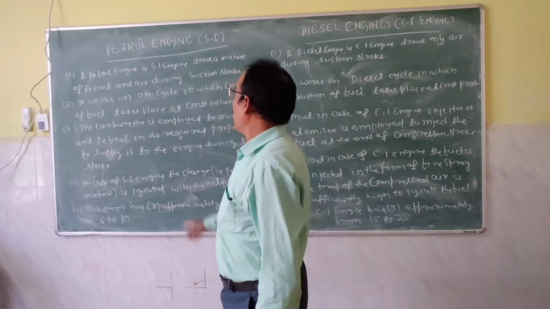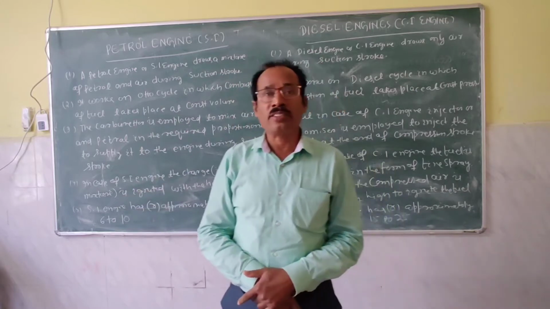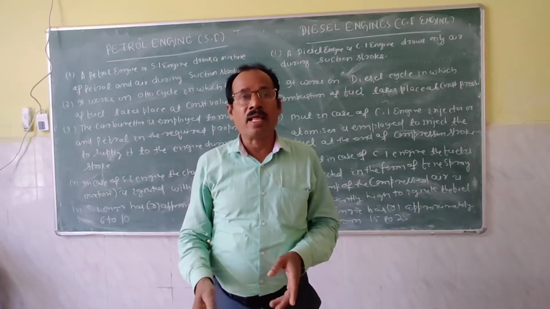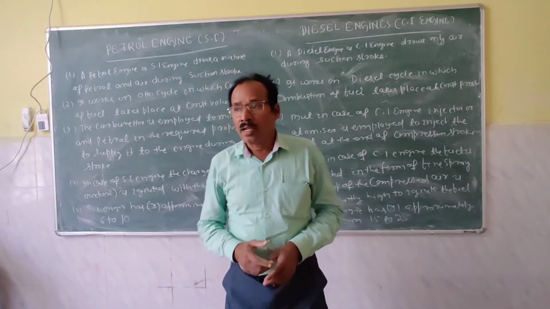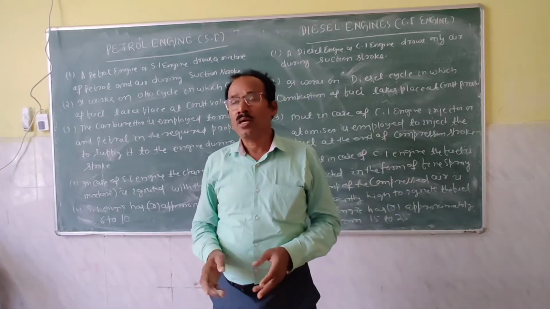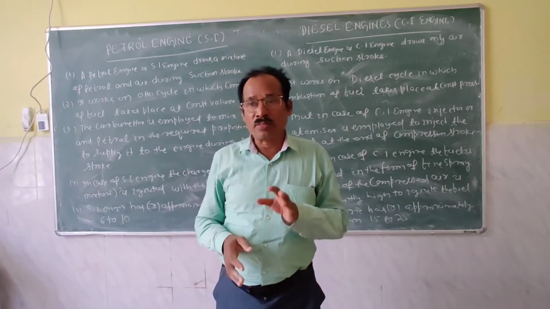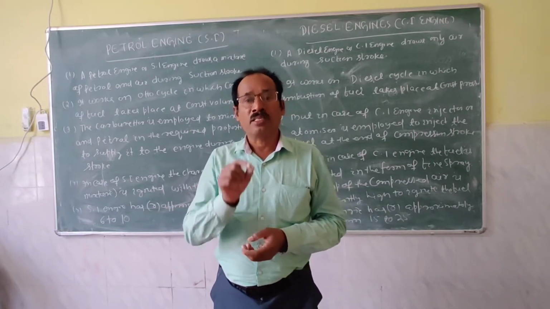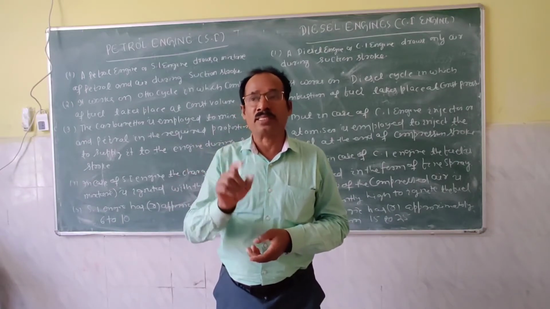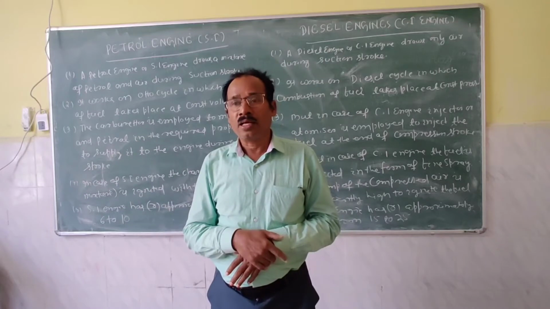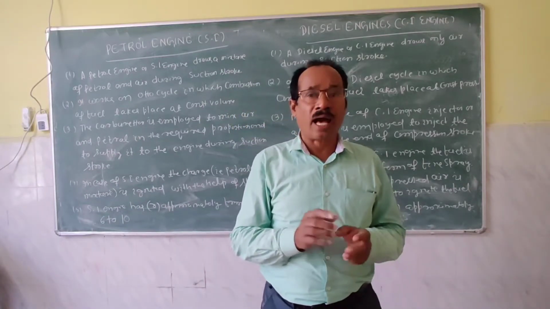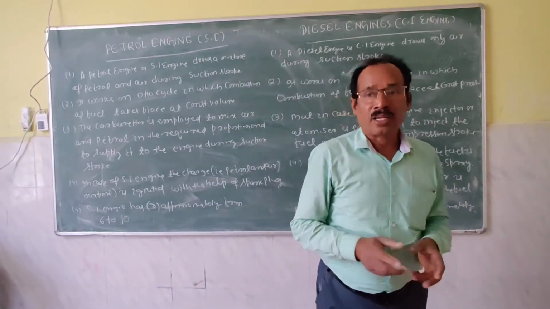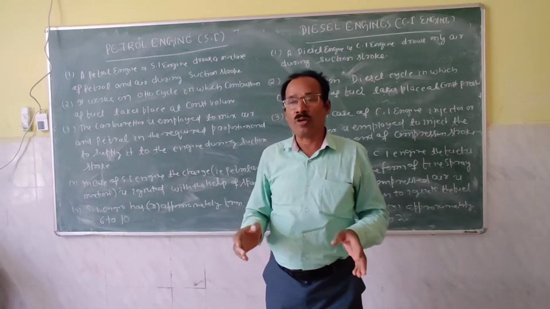Today, I will discuss what are the differences between petrol engine and diesel engine, or SI engine and CI engine. Last class, I already discussed what is an IC engine. Again, I am saying IC engine means internal combustion engine. That means the combustion of fuel takes place inside the engine cylinder. The examples of internal combustion engines are motorcycle, truck, bus, aeroplane, locomotive, etc.